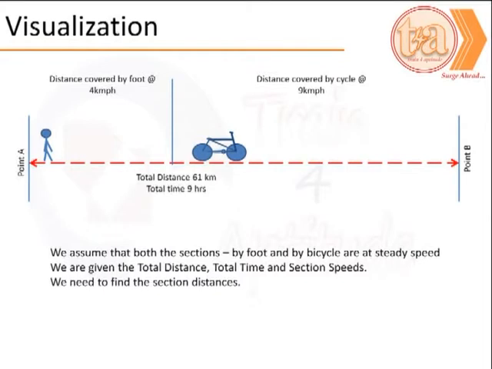We can visualize the problem as shown. The distance between point A and point B is 61 kilometers, which gets covered totally in 9 hours. There are two sections to the journey, one by foot and the second by cycle. The distance covered by foot is at 4 kilometers per hour and the distance covered by cycle is at 9 kilometers per hour. Note that throughout the journey, either by foot or by the bicycle, we assume that the speed is uniform. We are already given the total distance, the total time taken, and the section speeds. We need to find the distance traveled by foot.